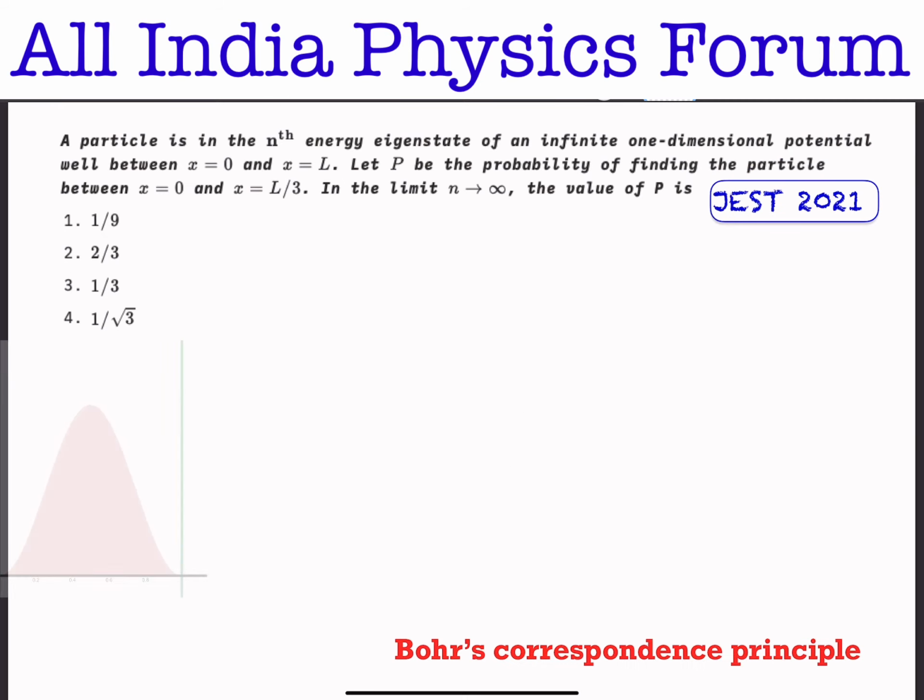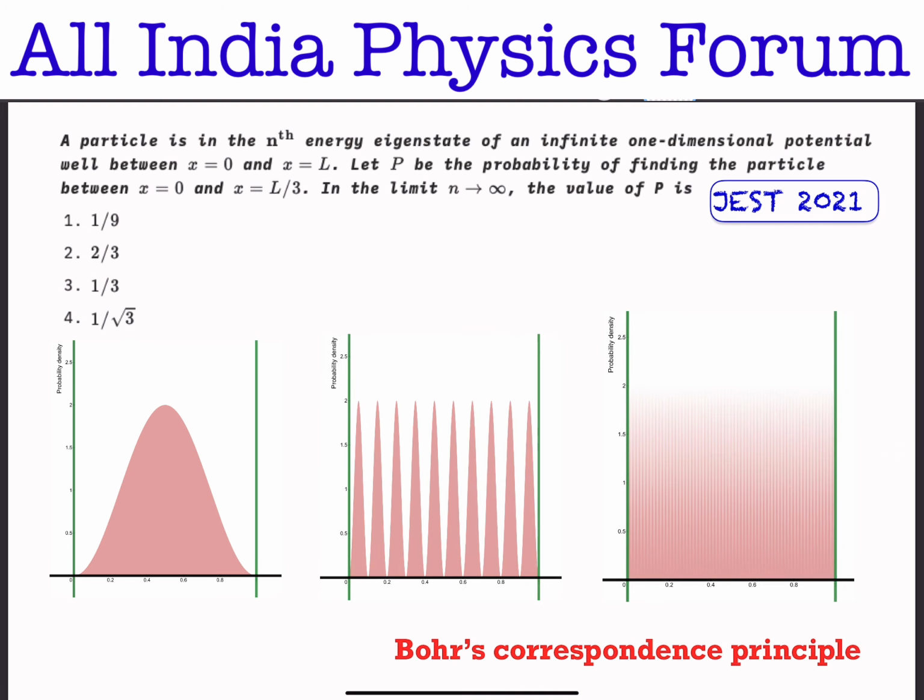Here is the plot of the probability density for increasing n. One is for n equals 1, and the other ones are for n equals 10, n equals 100 and n equals 1000. So you can compare it easily. As you increase the value of n, the probability density gets squeezed, and at almost every point you will get the same probability. That's why the answer is coming to be 1 upon 3 for finding the probability from x equals 0 to x equals L by 3.